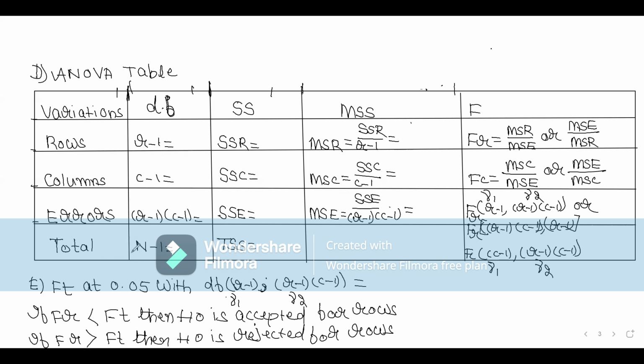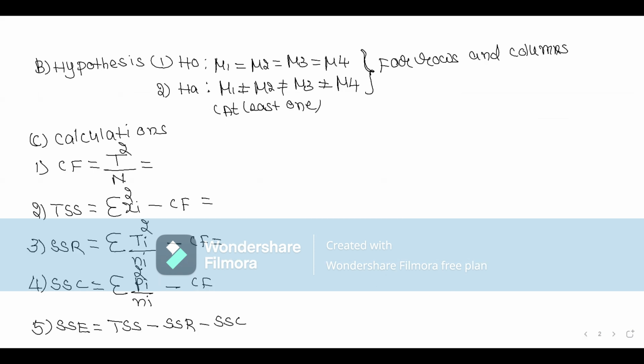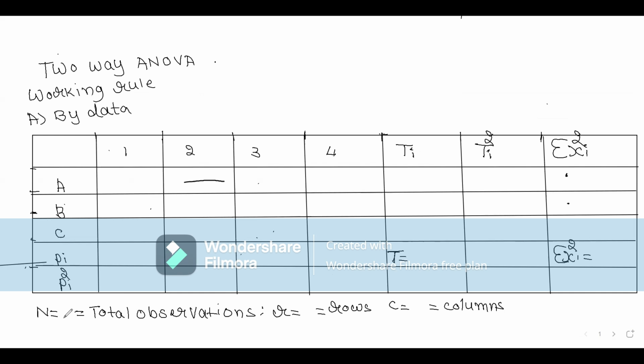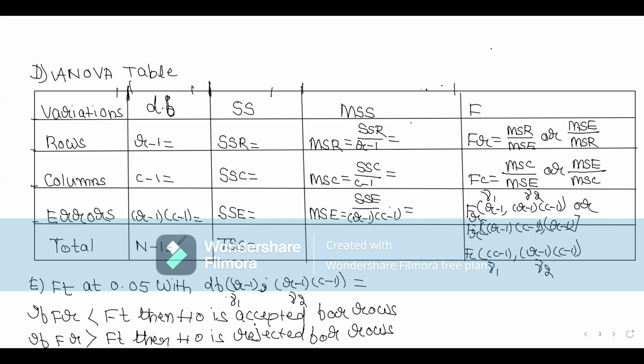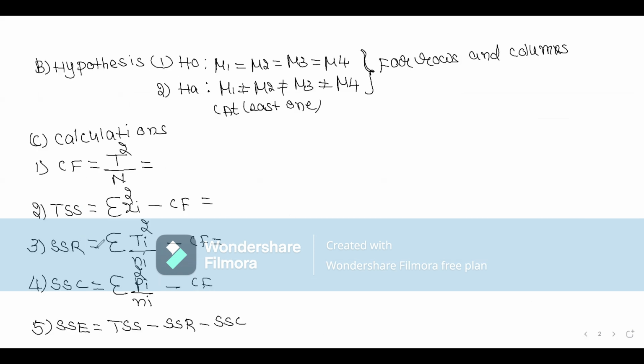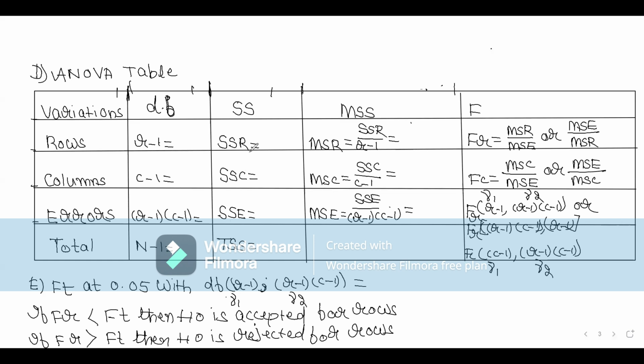And for total, capital N means total observations. Look here, 12 observations. 12 minus 1, so you get N minus 1. Then SS: SSR value, SSC value, SSE value and TSS. All these values you can enter there. Already calculated.